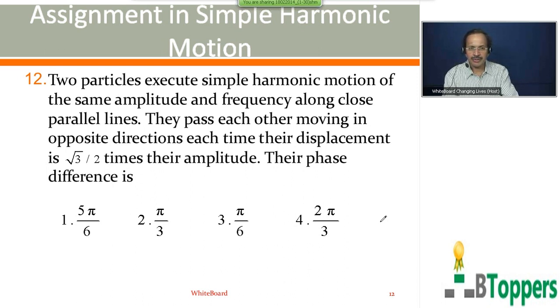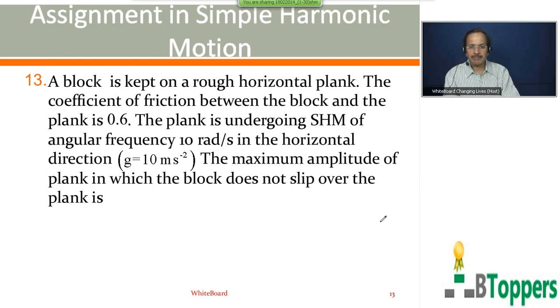Next, I am going to show the next question on screen. See the question number 13. Block is kept on rough horizontal plank. The coefficient of friction between the block and the plank is 0.6. The plank is undergoing simple harmonic motion of angular frequency 10 radians per second in the horizontal direction. g equal 10 meter per second square. The maximum amplitude of the plank in which the block does not slip over the plank is. Come on, take a pause and finish trying the question.